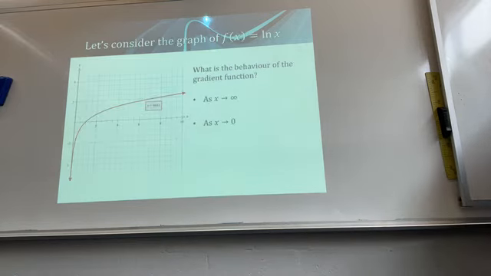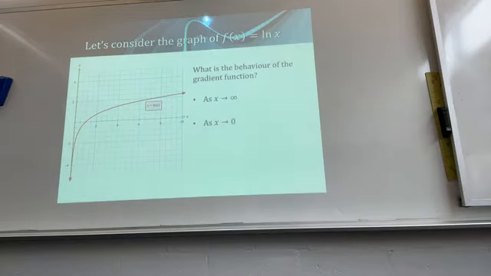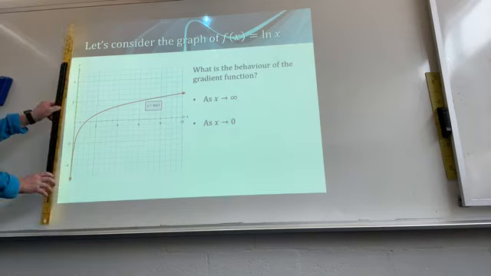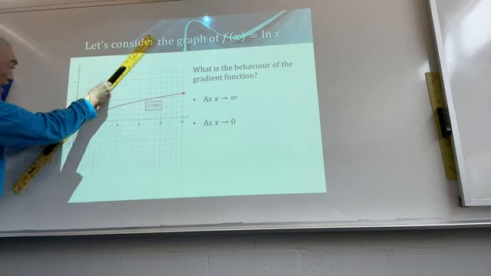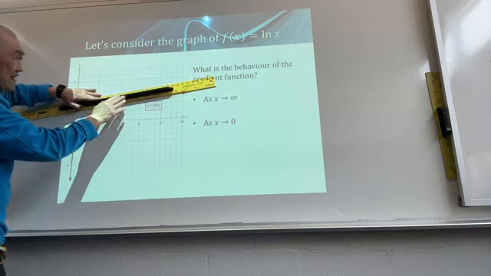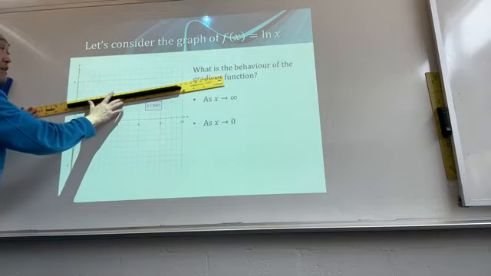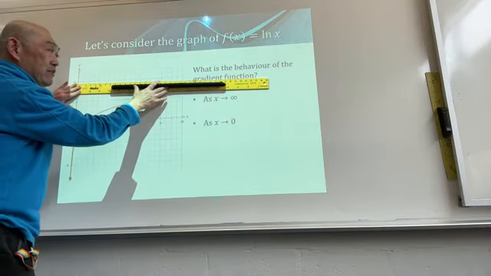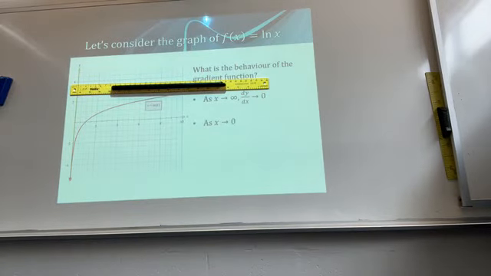Now, let's start off with this situation here. Let's look at the graph of f(x) equals log x. Natural log, not log 10, alright? So, think about the gradient function. It's going from here all the way to, let's say, here. When x approaches infinity, what happens to the gradient function? What does it approach? 0, because it approaches a stationary point. Alright, dy/dx approaches 0.